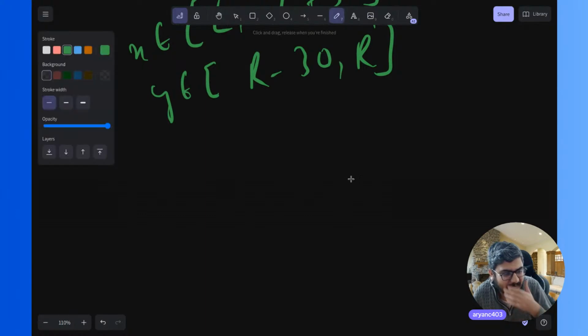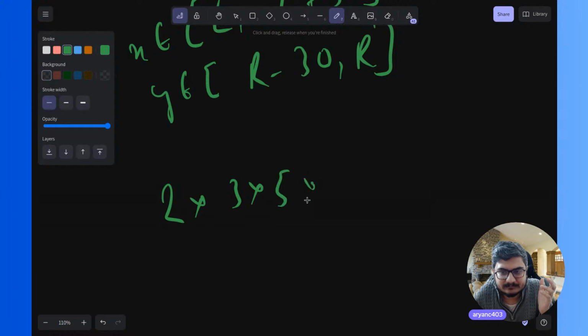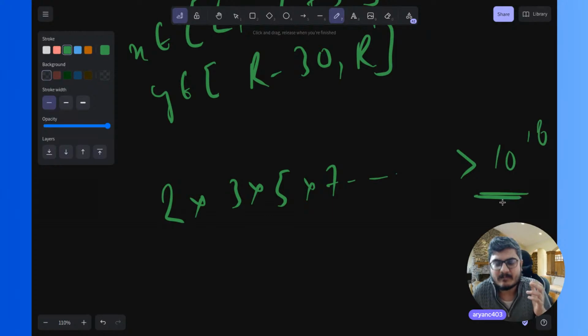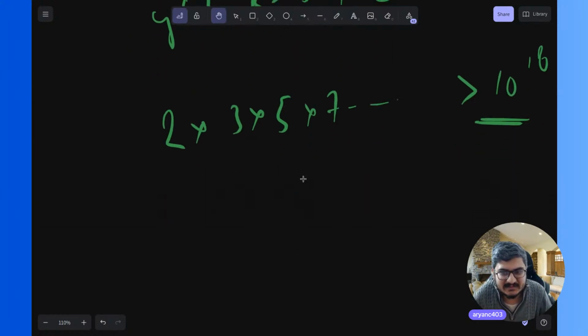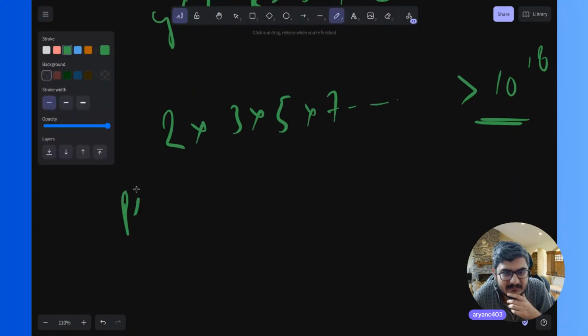My main idea was, I look at the smallest prime factors. How many such prime factors appear when the value becomes 10 to the power 18? I haven't really checked it, but my claim was that the product of the first 30 primes is greater than 10 to the power 18.